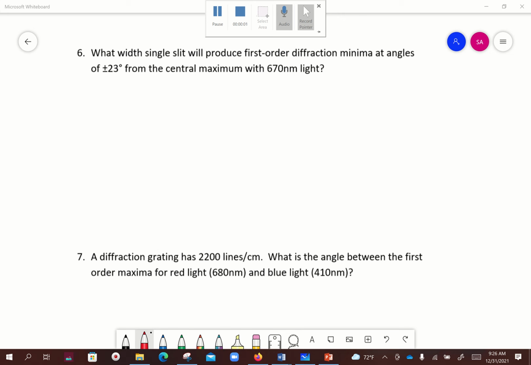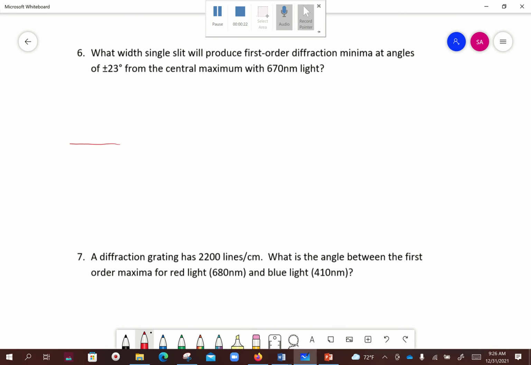Okay, so now let's shift away from the thin film interference, and let's look at first a single slit problem and then a diffraction grating, which is a many slit problem. All right, so we want to know what width of the single slit will produce a first order diffraction minima at angles of plus or minus 23 degrees away from the central maximum with 670 nanometer light.